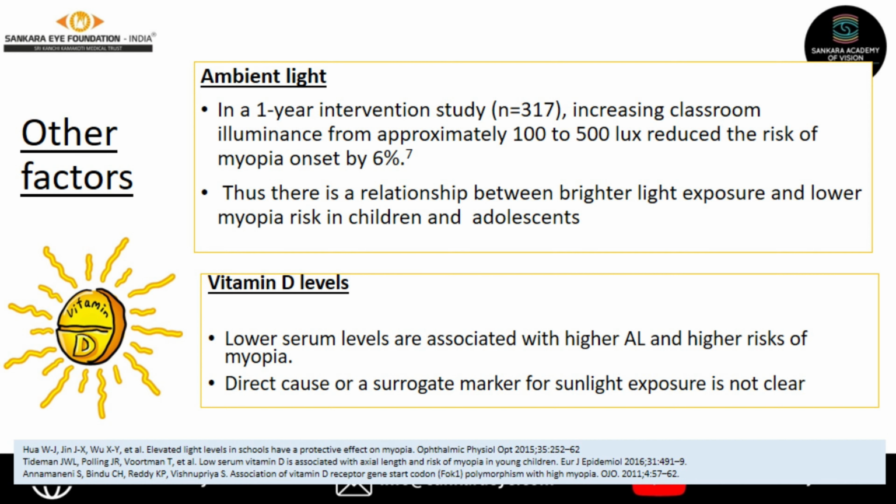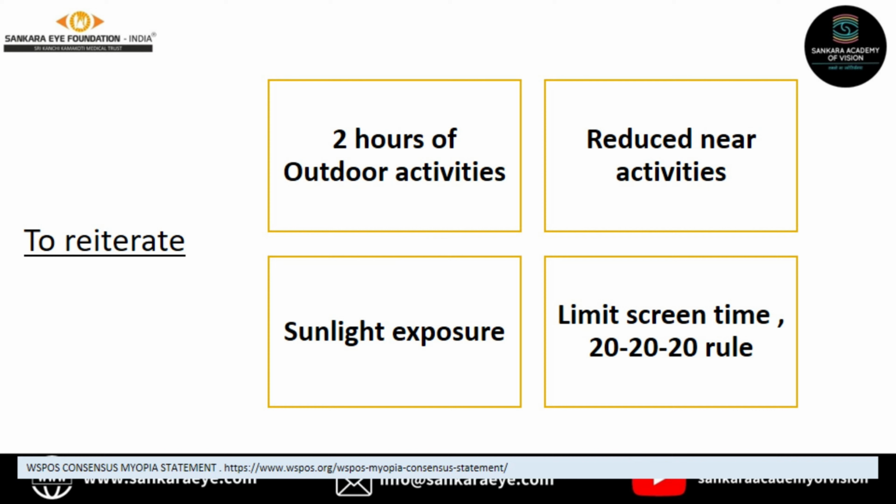What is also important, to sum this all up, as an environmental modification: encourage your child to go out and play every day for 2 hours as a mandate. If that can include 1 hour of sunlight exposure, or 1 hour in the bright daylight and 1 hour in the evening, that's going to be excellent. Reduce the near activities to a minimum. Whenever they are doing extra activity, their hobbies can be outdoor hobbies rather than indoor hobbies. Especially playing outdoor games is going to be very, very beneficial for the child.